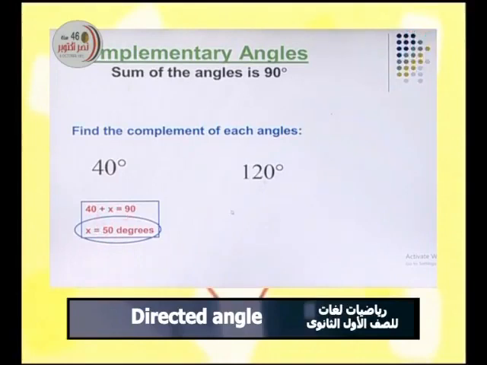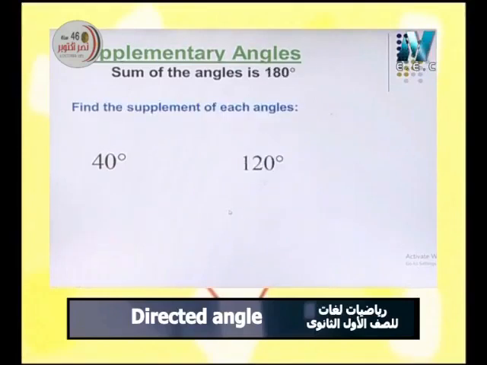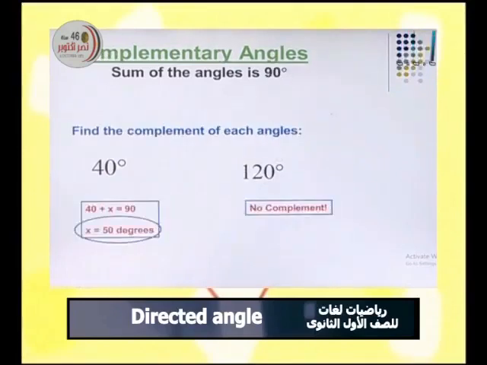But 120 has no complement. Why? What number, if added to 120, equals 90? No number. No number can be added to 120 and the result will be 90 degrees. So it has no complement angle.